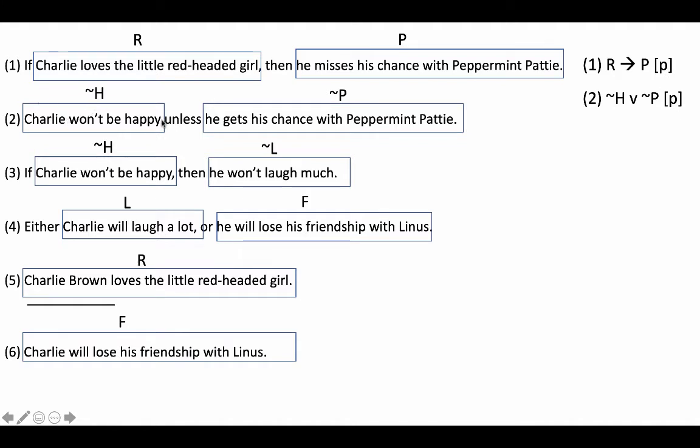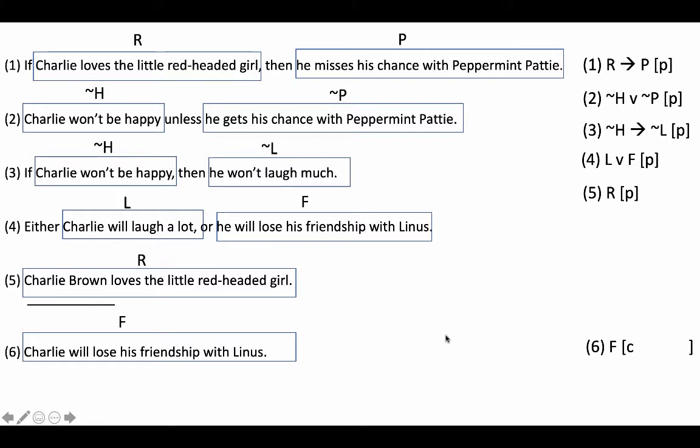Premise 2, not H unless not P. One way to represent unless is as or, so I wrote it not H or not P. Then we have 3, if Charlie won't be happy, then he won't laugh much. It's if not H, then not L, so I write that. Now we have L or F, so I write that, L or F. Now we just have R by itself. And then finally, 6 is going to be F, and that's the conclusion. I know we're going to have to do some work to get to the conclusion, so I'm leaving some space. All right, so that's the second step, to symbolize the argument.